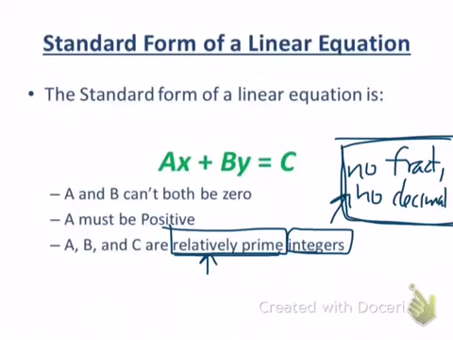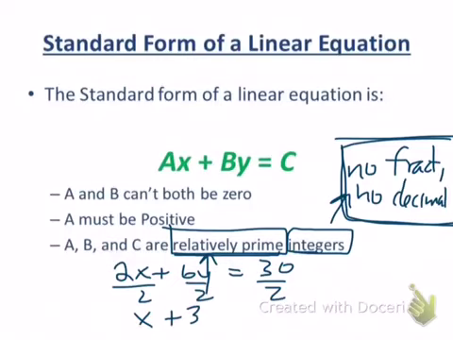So let me give you an example of an equation that would not be relatively prime. 2x plus 6y equals 30. They're all divisible by 2, so they're not relatively prime to each other. They all have a factor of 2. How would we fix that? We would fix it by dividing everything by 2. We're allowed to do that, right? It's an equation. So it would give us x plus 3y equals 15.